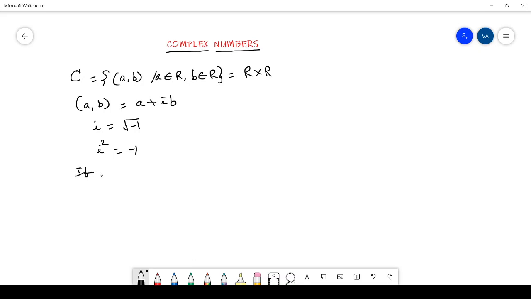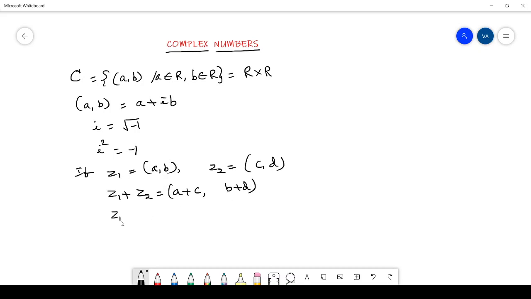If z1 is equal to a plus ib, the ordered pair (a, b), and z2 is the ordered pair (c, d), then z1 plus z2 is a plus c, b plus d. Z1 minus z2 is a minus c, b minus d. And z1 z2, the multiplication of two complex numbers, is ac minus bd, ad plus bc.